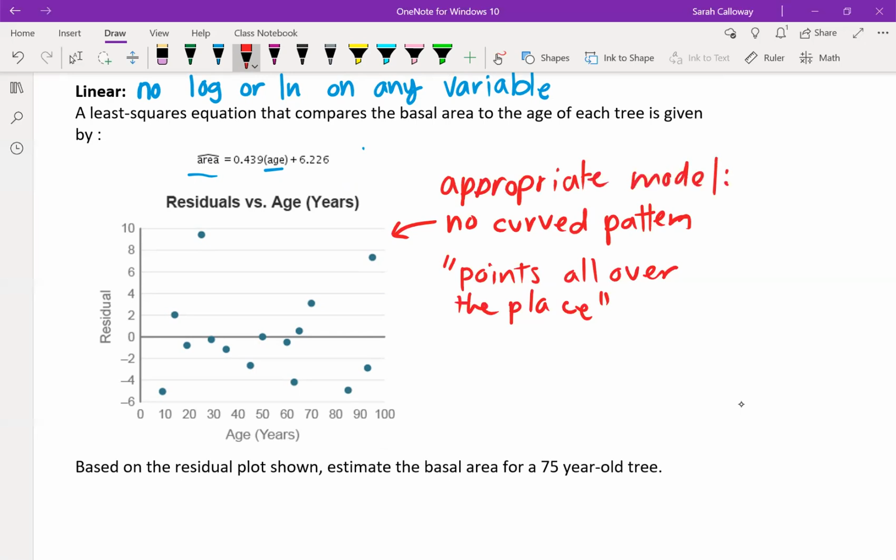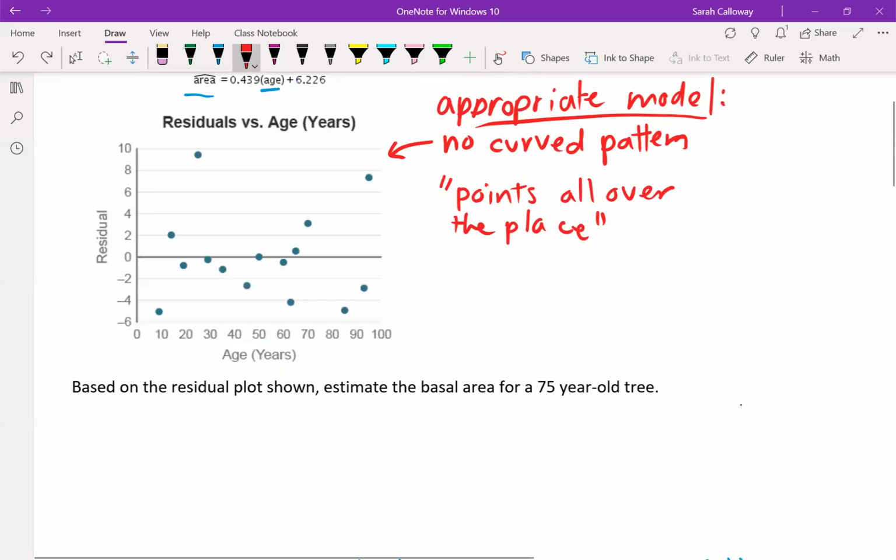So that's one way I can tell my model is appropriate. I know it's a linear model because there's no log or ln, and I know my model is appropriate because of this graph of residuals. If I were to connect these points, I would just have a big zigzag pattern. There's no curve that would connect them.